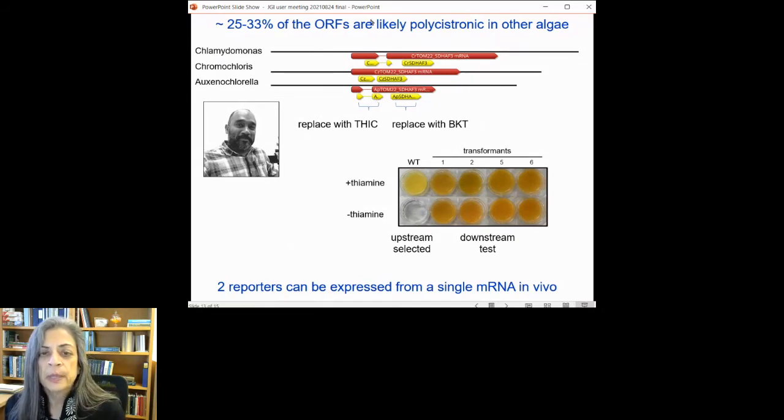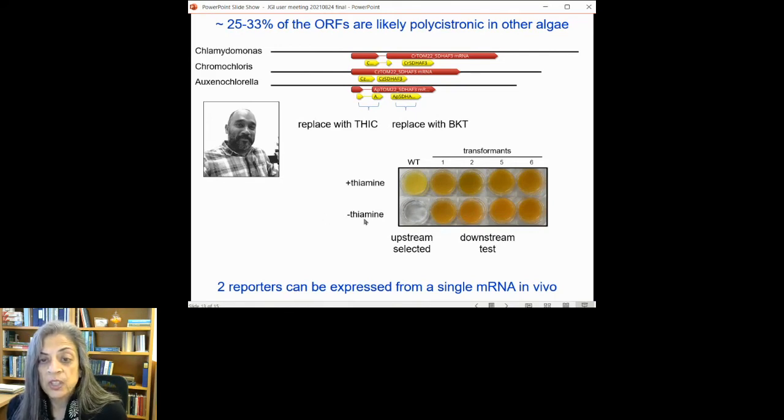He replaced the upstream one with the Thi-C, which is used as a selectable marker because it allows Oxygenchlorella, which normally requires thiamine supplementation for growth, as shown here. And then he replaced the downstream one with the gene coding for the enzyme beta ketolase. And the idea here then was to test whether we could express 2 proteins from a single transcript in the Oxygenchlorella system.